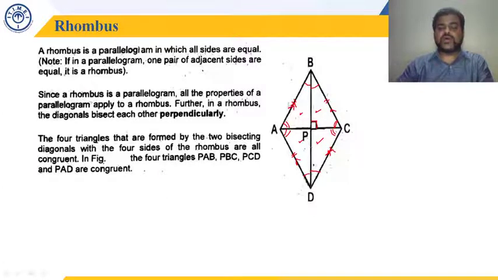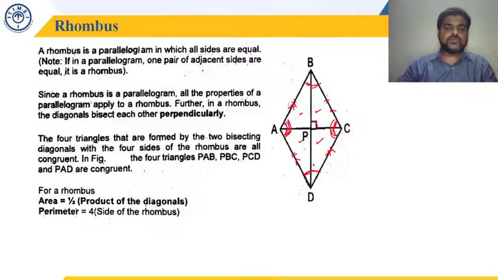This happens in the case of a square also. Diagonals bisect the opposite angles, and in case of a rhombus also, diagonals bisect the opposite angles. Fine. And this entire angle is equal to this entire angle, because opposite angles are equal in a parallelogram. So here also opposite angles will be equal, and additionally diagonals bisect the opposite angles also. So what is the area of a rhombus? The area of a rhombus is given by this formula, half into the product of diagonals. Half into the product of diagonals gives you the area of a rhombus. And perimeter, since all the four sides are equal, perimeter is 4 into the side of the rhombus.